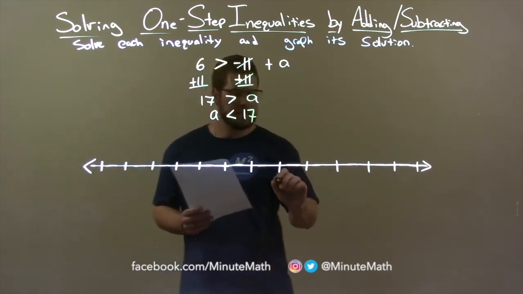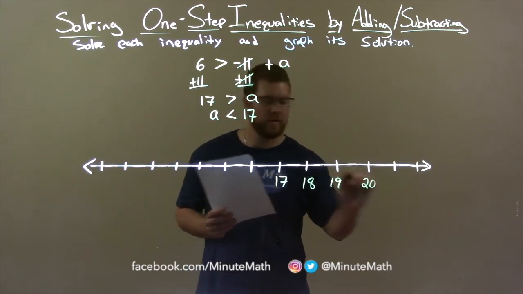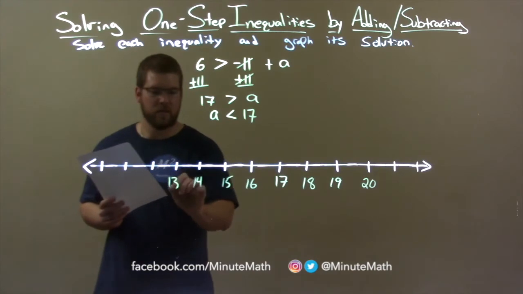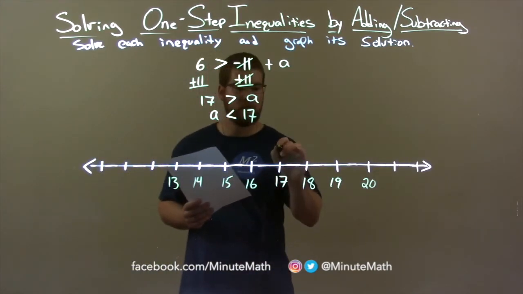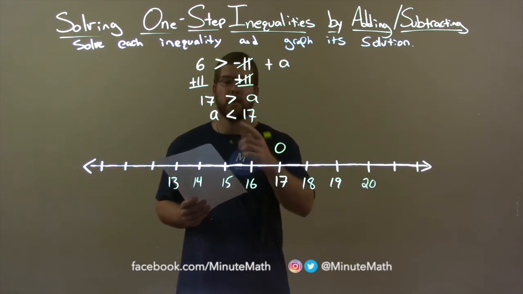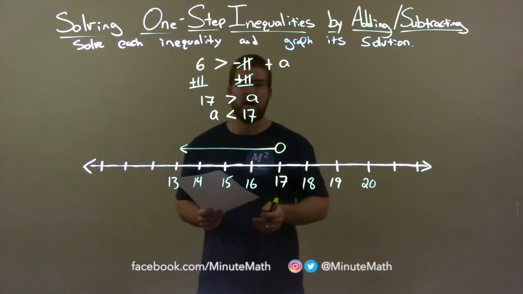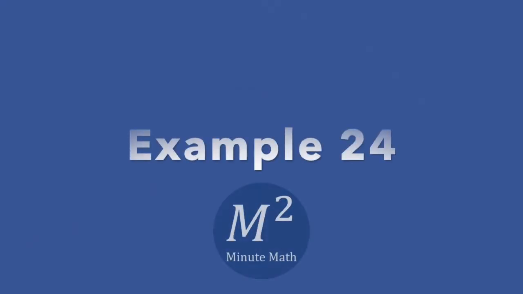Let's graph that. Put 17 here, and 18, 19, and 20, and 16, 15, 14, and 13. Well, if a is less than 17, it's not equal to it. So at 17, open circle. Less than sign means the arrow goes to the left, and now we have our graph that matches the final answer. A is less than 17.